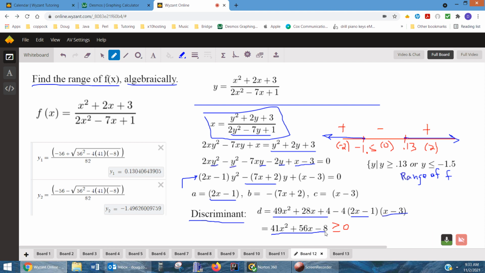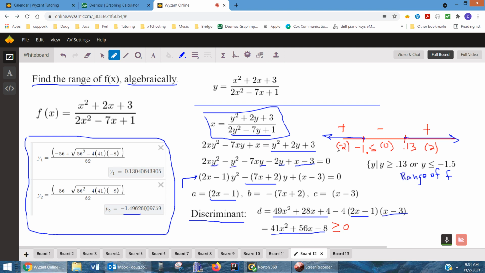And in order for this equation to have real roots, the discriminant has to be greater than or equal to 0, because you can't take the square root of a negative number in the real number system. So 41x squared plus 56x minus 8, when is that greater than or equal to 0? Well, over here, I found out when it's equal to 0 using the quadratic formula. So that's about negative 1.5 and 0.13.